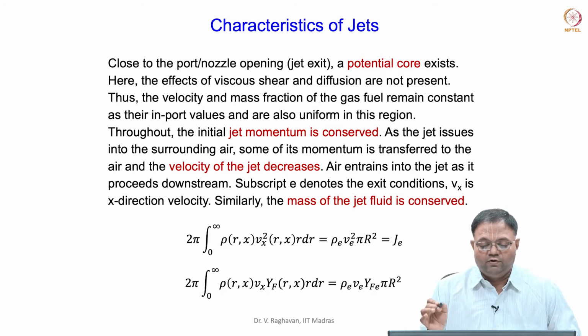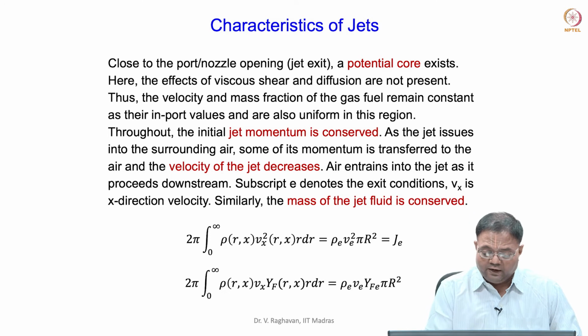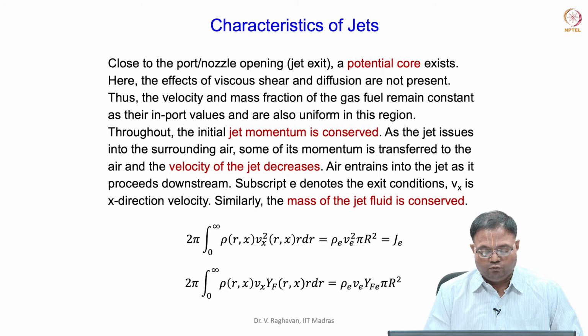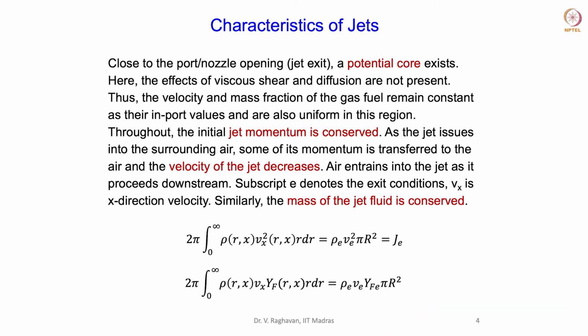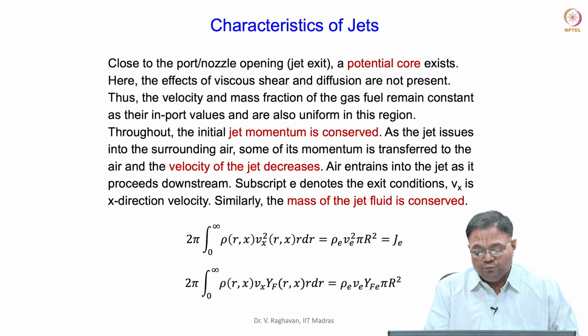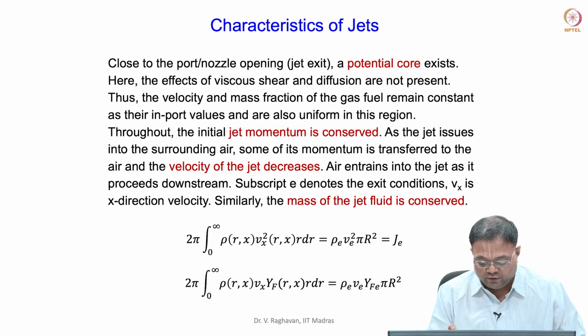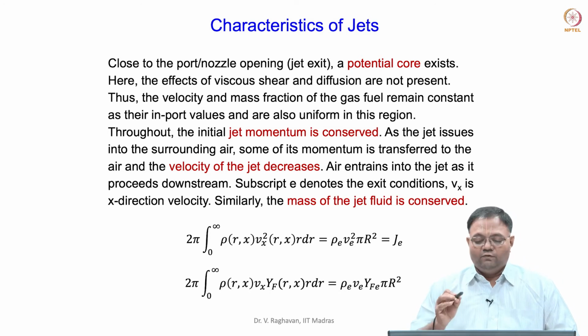So that is conserved. We have seen that this is going to be conserved. At any x location, if you do this integration, you will see that it is equal to Je, which is equal to rho e ve square into pi r square. So mass is added, velocity decays as you go to increased x values, but the momentum is conserved. Similarly, the mass of the jet fuel is conserved. These are the two equations which we have to understand.